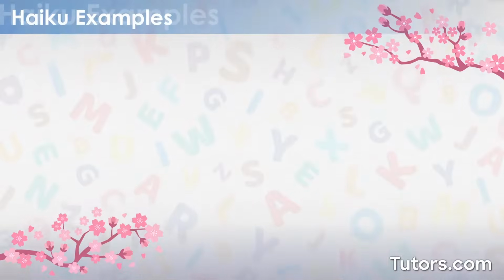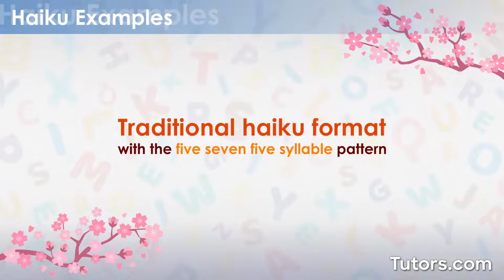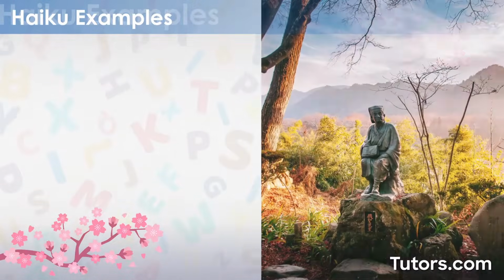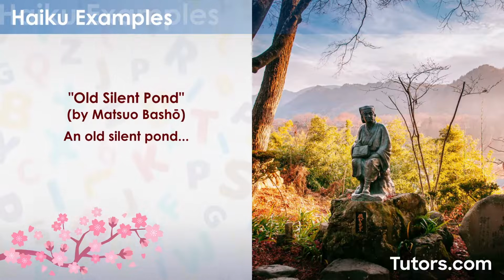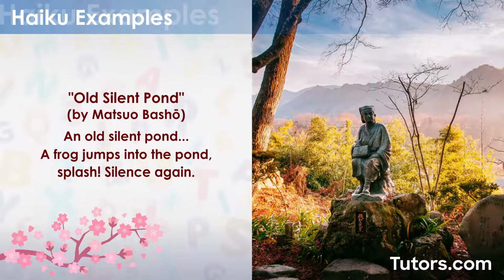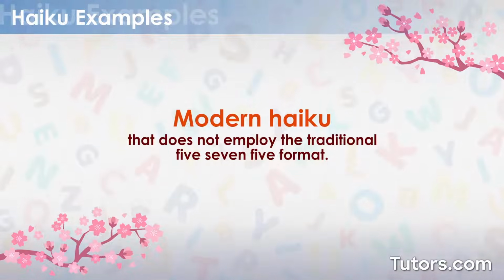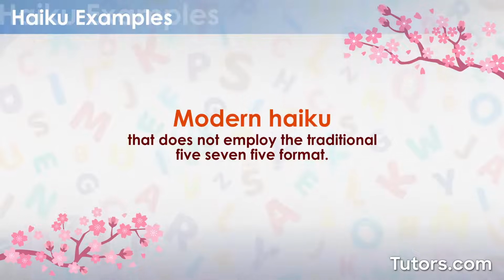Now let's hear an example of the traditional haiku format with the 5-7-5 syllable pattern. An old, silent pond. A frog jumps into the pond. Splash, silence again. Here is a haiku that does not employ the traditional 5-7-5 format.